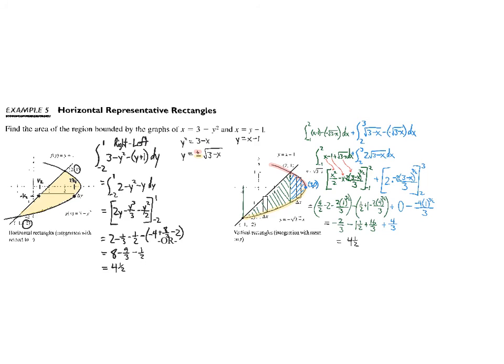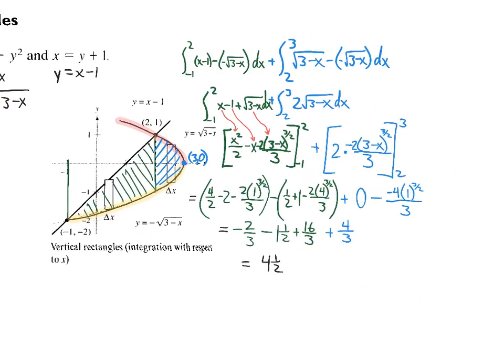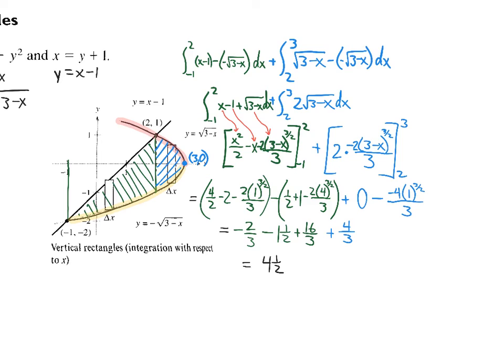So you can see here how using horizontal rectangles can be helpful if you're given things that are defined in terms of y. You just do right minus left instead of top minus bottom. But the process is still the same. The other thing you have to be careful about is make sure you use y coordinates, here the -2 and the 1, as your bounds, as opposed to over here you're using x coordinates as your boundaries. That's the other thing you gotta be real careful with.